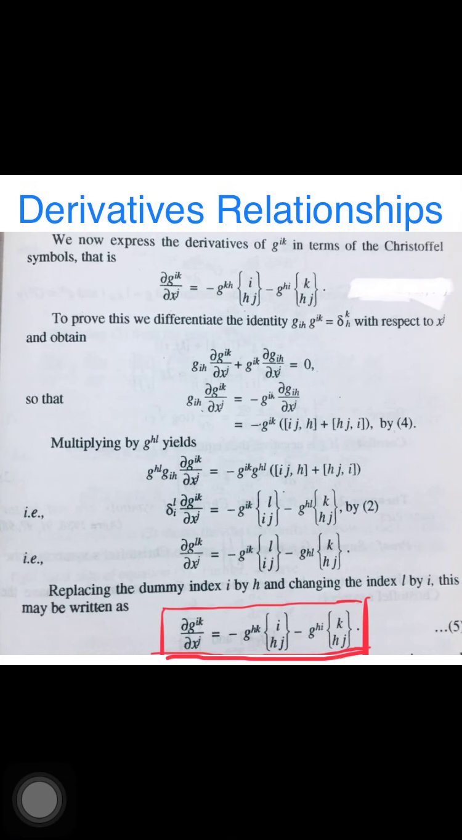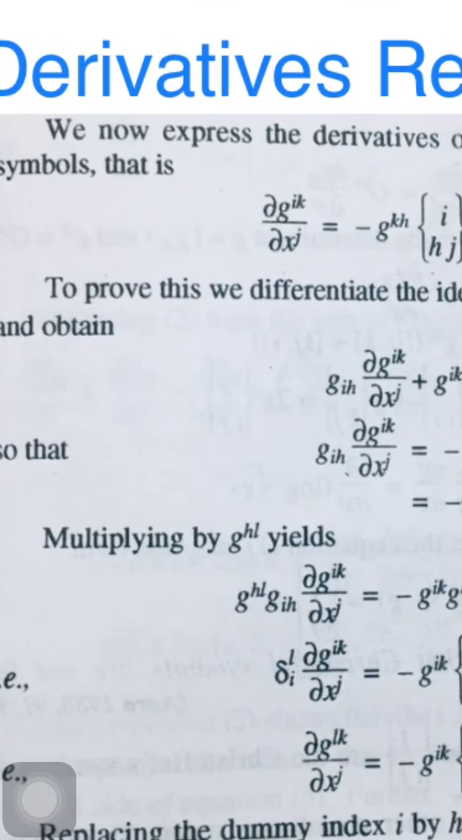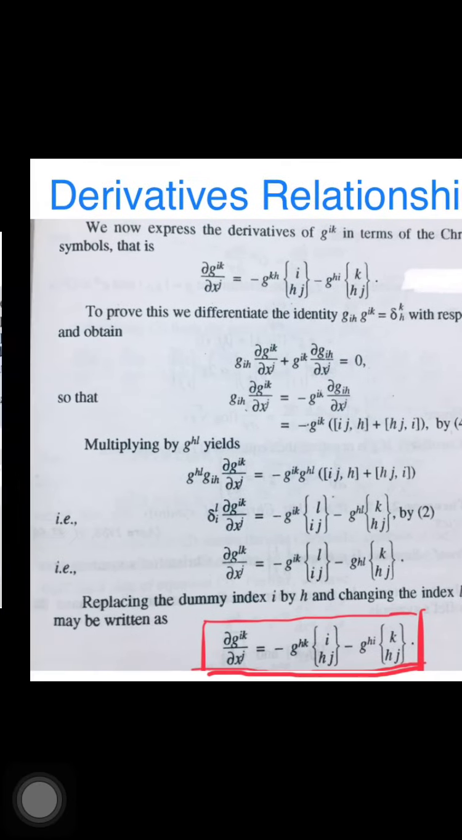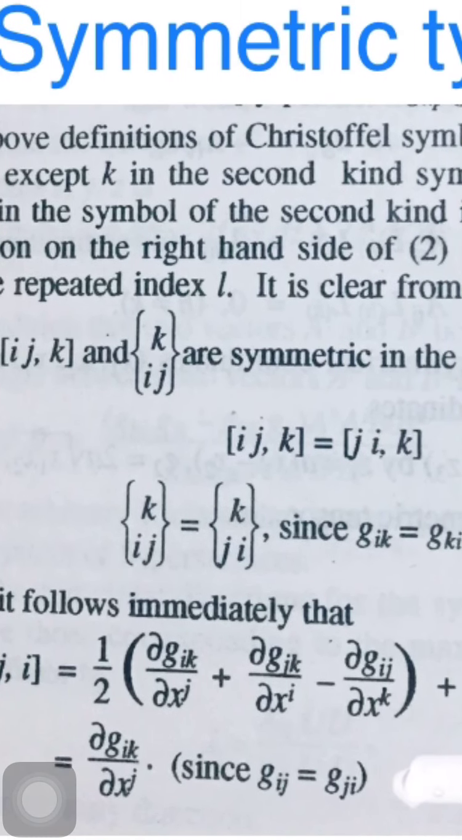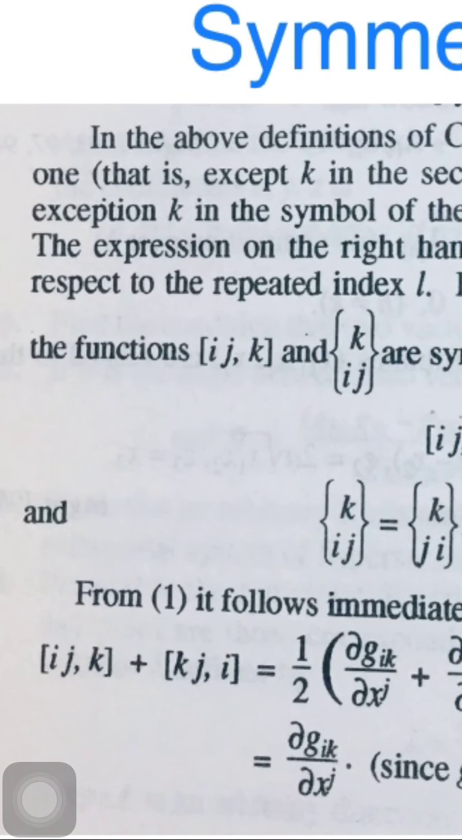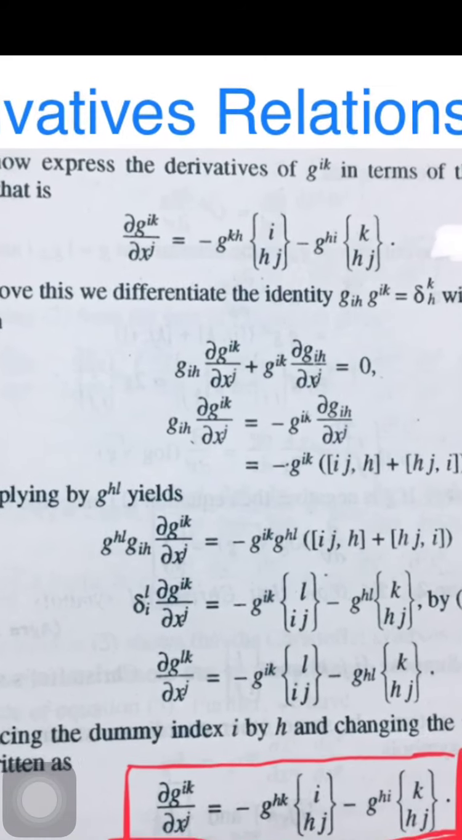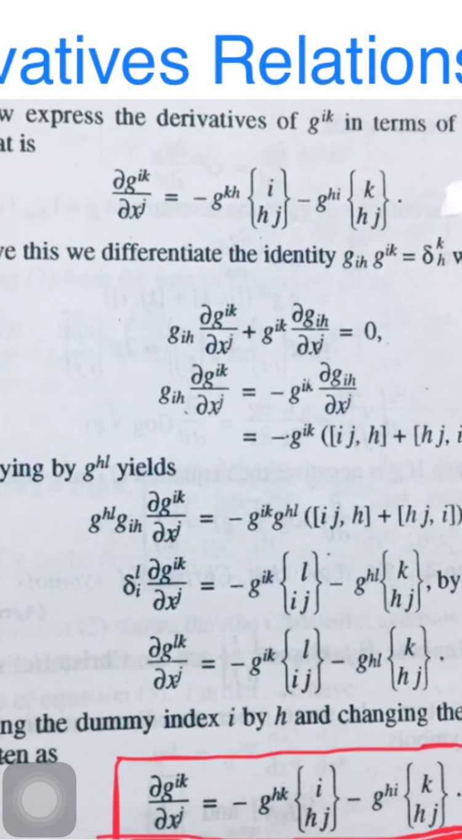Now we are taking a derivative relationship. The ∂g_ik/∂x^j, which we saw in the last line, can also be represented in the other notation of Christoffel symbol. Here, the relation [ij, k] plus [kj, i] equals ∂g_ik/∂x^j is the derivative relation with the first kind of Christoffel symbol. Now we take the second form of Christoffel symbol with the derivative relation.